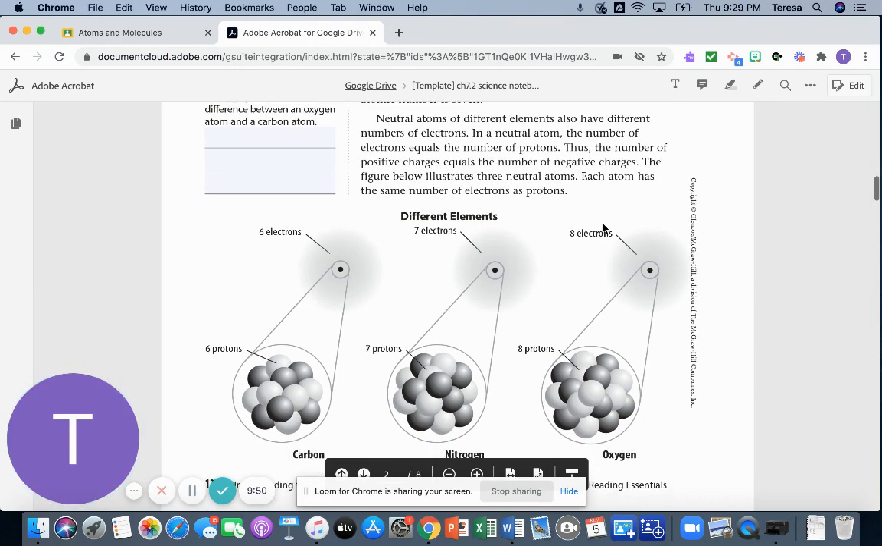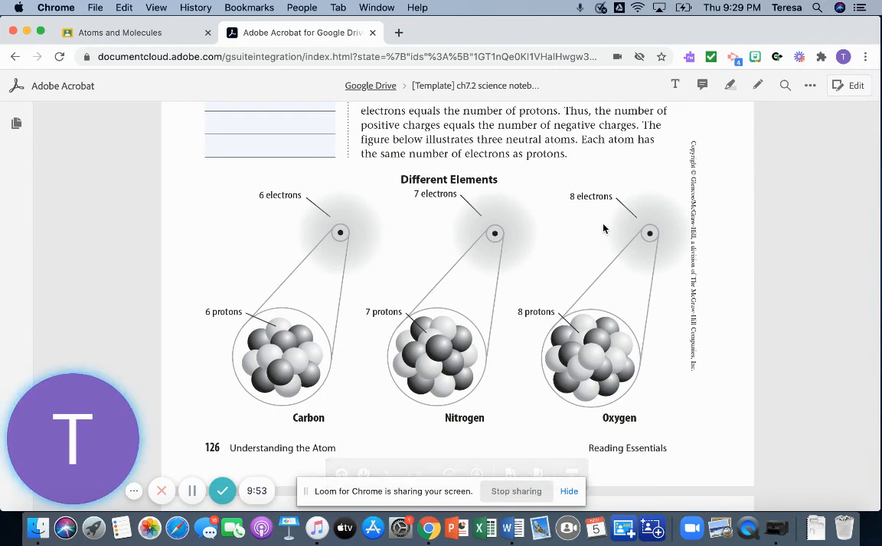The figure below illustrates 3 neutral atoms. Each has the same number of electrons and protons. So here's carbon. It has 6 protons and 6 electrons in the electron cloud. Nitrogen, and you can't see the electrons because they're so tiny, they're just somewhere floating around in this cloud. Nitrogen has 7 protons and 7 electrons in the electron cloud. Oxygen has 8 protons in the nucleus and 8 electrons out somewhere in the electron cloud. Those are 3 different elements with 3 different numbers of protons, and the number of protons and electrons are equal because these are neutral atoms.